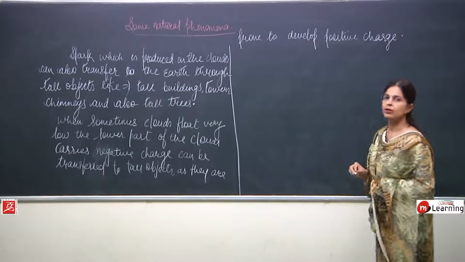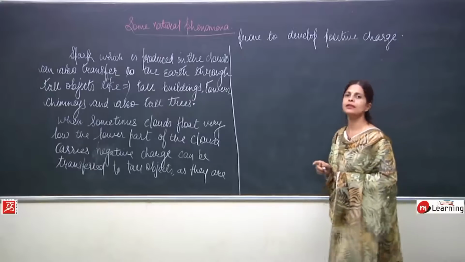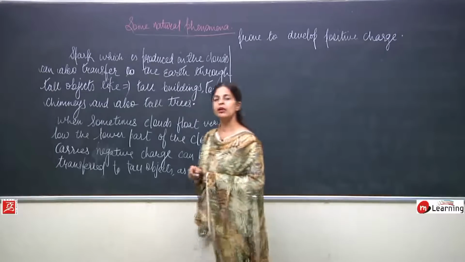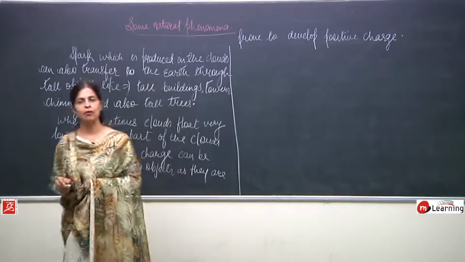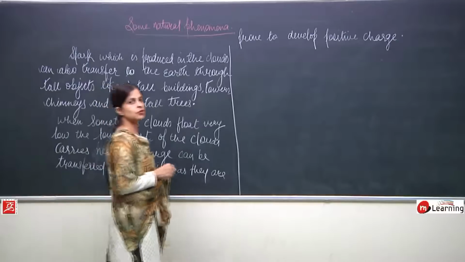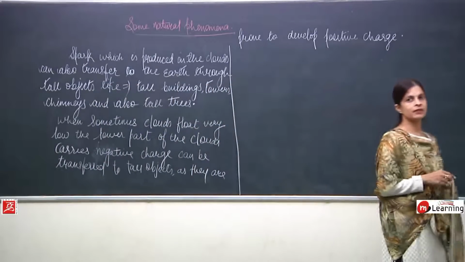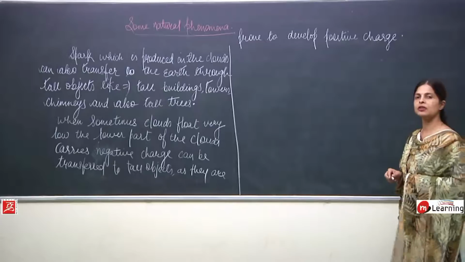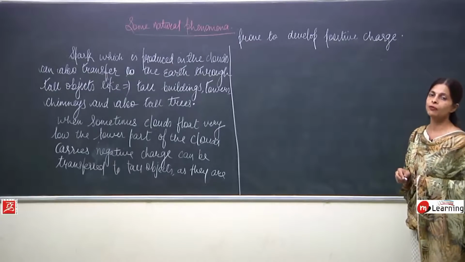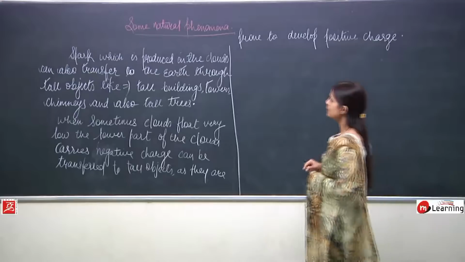Okay. So, now what is happening? The objects are very tall, they are very close to the clouds. The lower part of the cloud has negative charge, and the tall objects are prone to develop positive charge. Again the opposite charges will be developed, and the charge will flow from the clouds to the object. So, let us read about this.